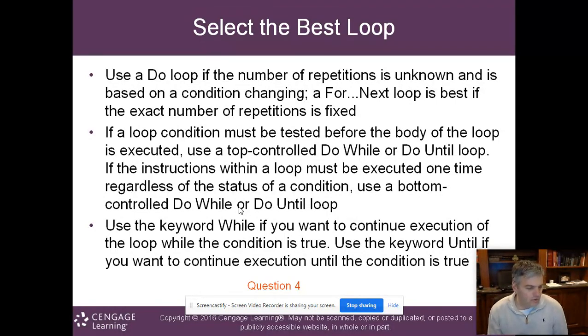So question 4, the last question we have: what are the 3 main types of loops that we discussed in this chapter? So there are 3 types of loops. 2 of them are on this page. Actually, all 3 of them are on this page. So I want you to tell me what the 3 main types of loops that we discussed in this chapter are.